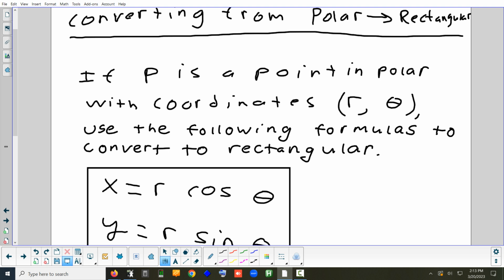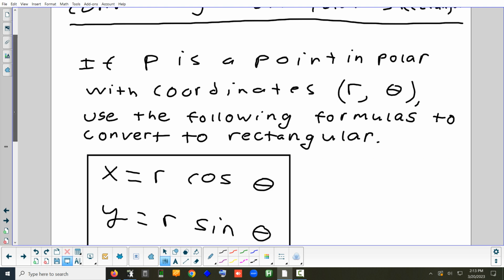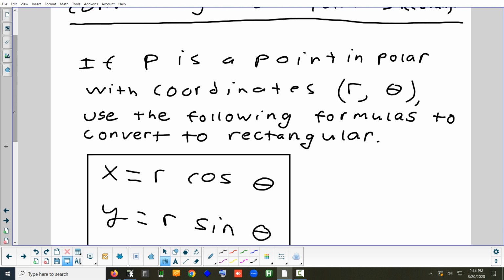So converting from polar to rectangular. We basically already wrote this down. But if you're given a point with an r and a theta, you take the r and the theta and you plug them into these two formulas. And it'll give you the rectangular coordinate. R cosine theta and r sine theta.